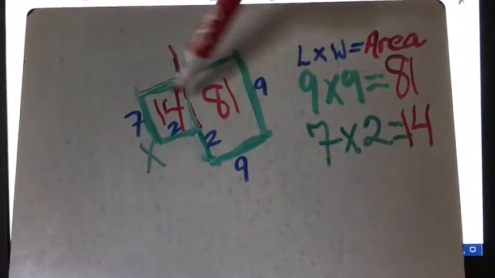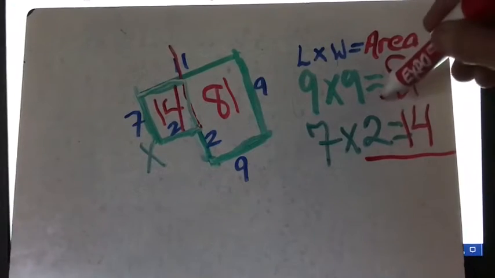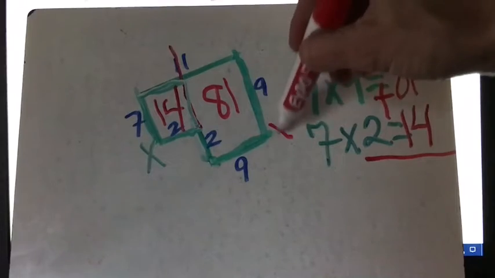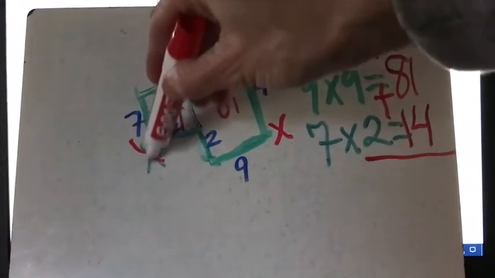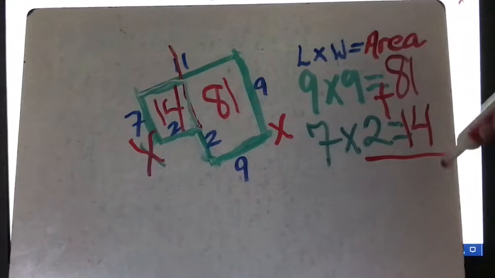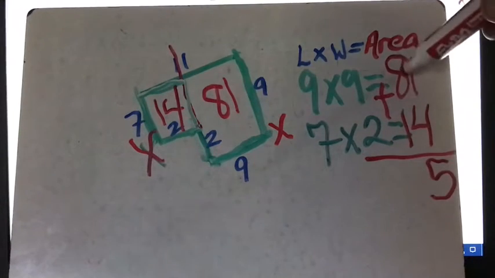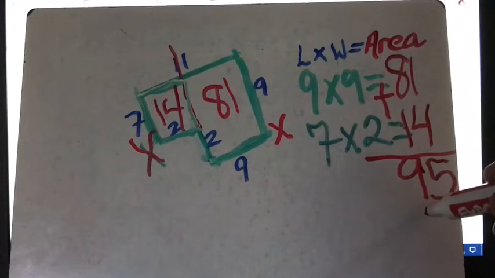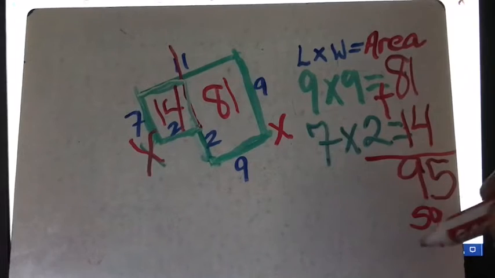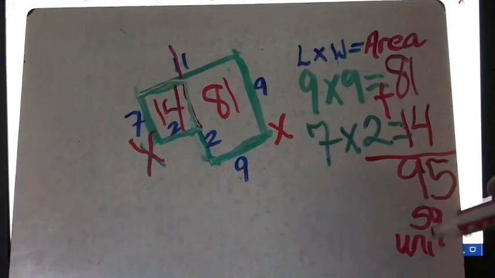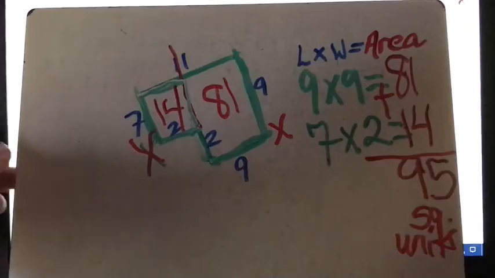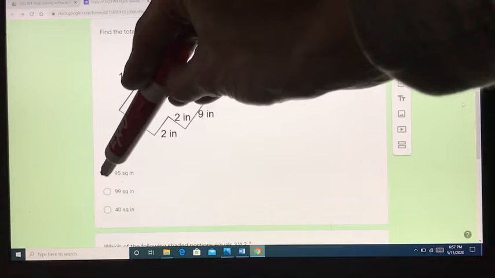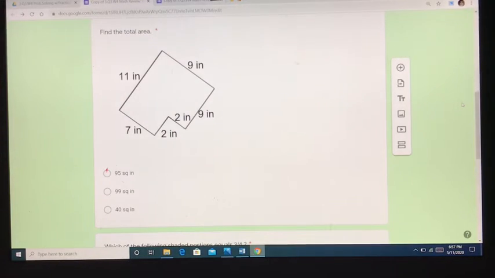Now I have to find the total, so I add those together. So 81 is the area for 9 by 9, and 14 is the area for a 7 by 2. 1 plus 4 is 5. 8 plus 1 is 9. So I have 95 square units as my answer. And let's see what they used for units. They have inches. They were using inches. So 95 square inches is my answer.